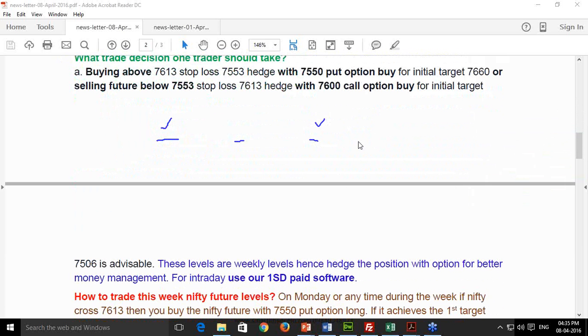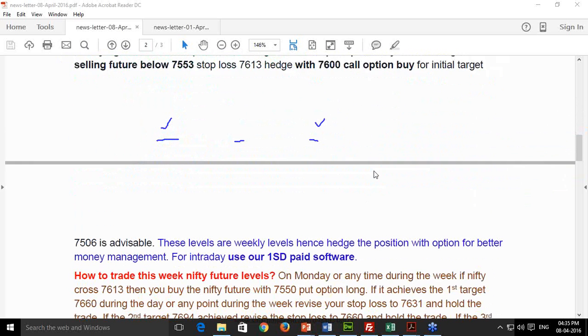In a similar way, you can hedge the future sell with one short put option, or you can hedge the sell future with a long call option. Either way you can do it. Suppose you are selling a future, you can buy a call option, or you can sell a put option also. Any way convenient to you, you can hedge it.